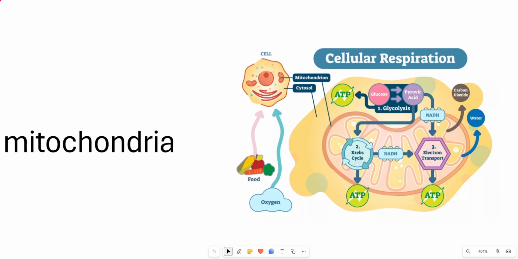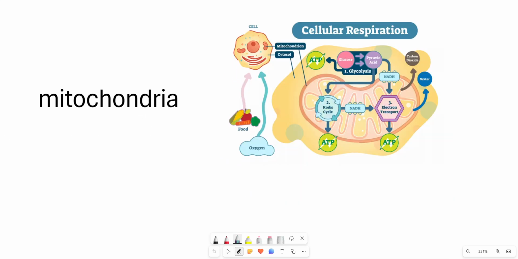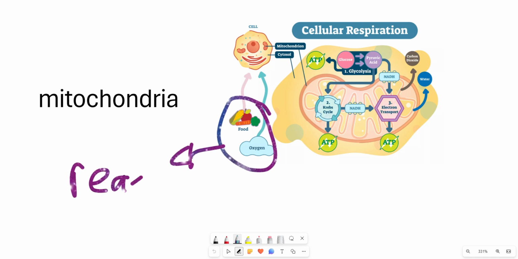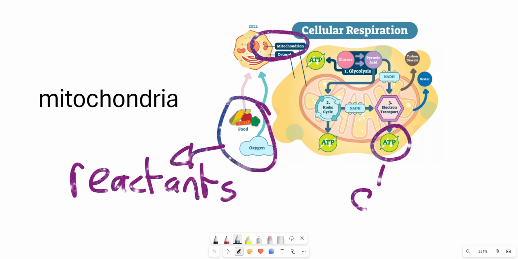So again, here we have our reactants. This is what we start with. This is what the mitochondria needs in order to be able to perform the actual process that's zoomed in here on the right. And then we have our products, ATP, which is the energy.